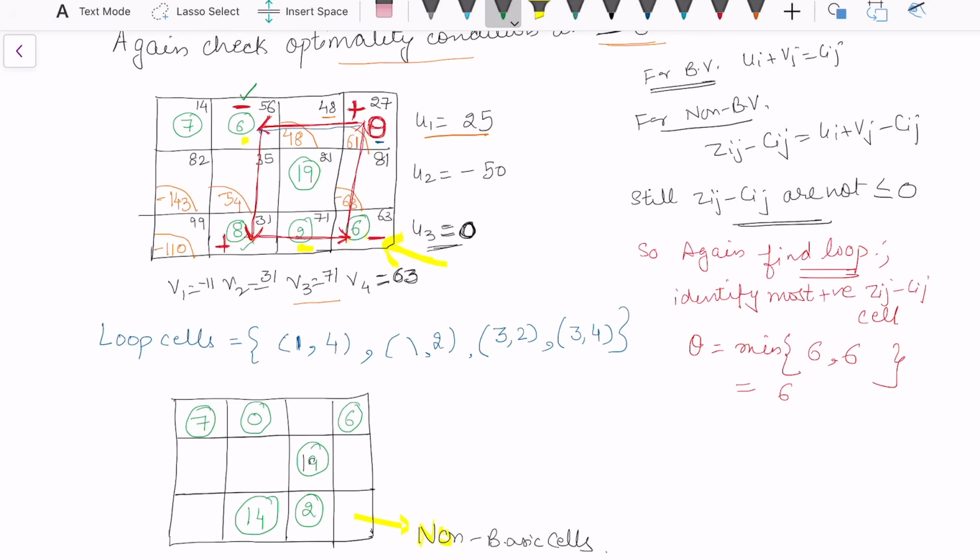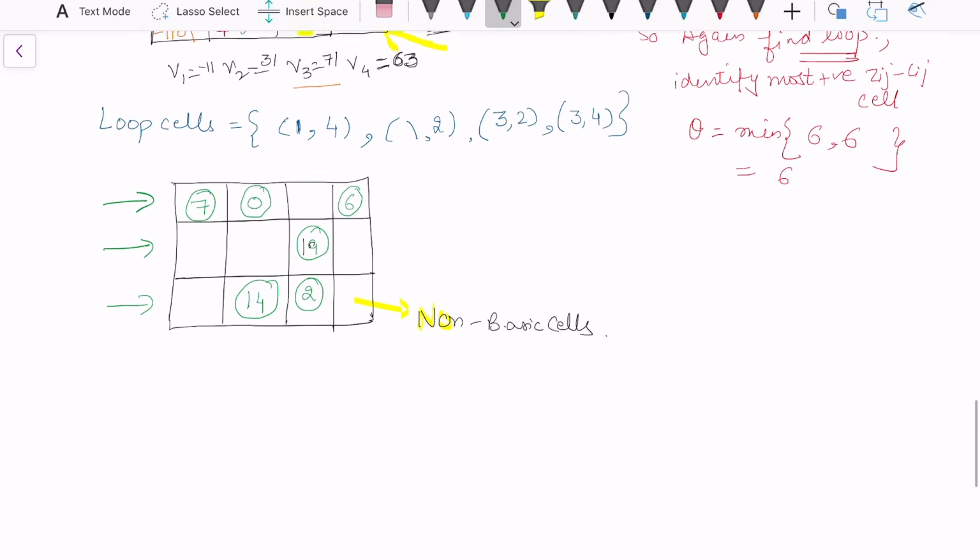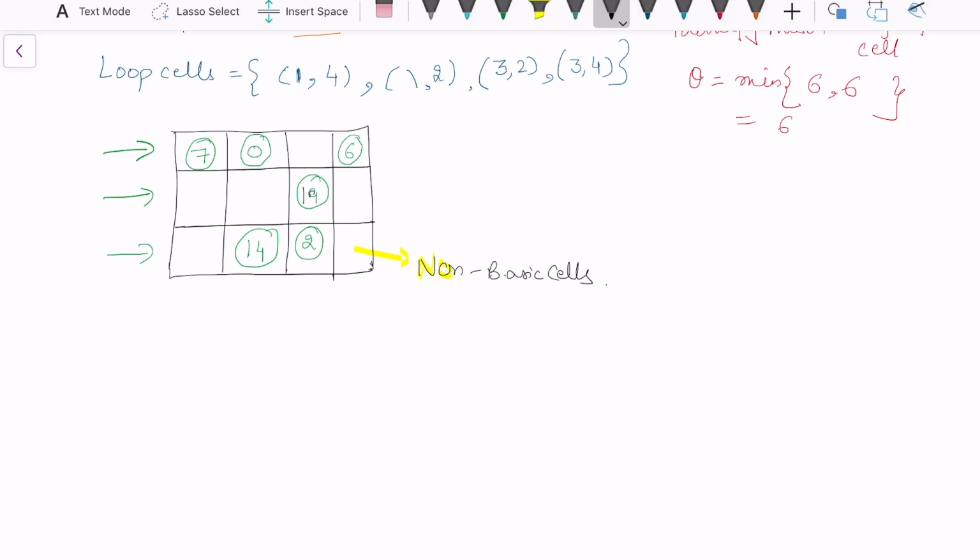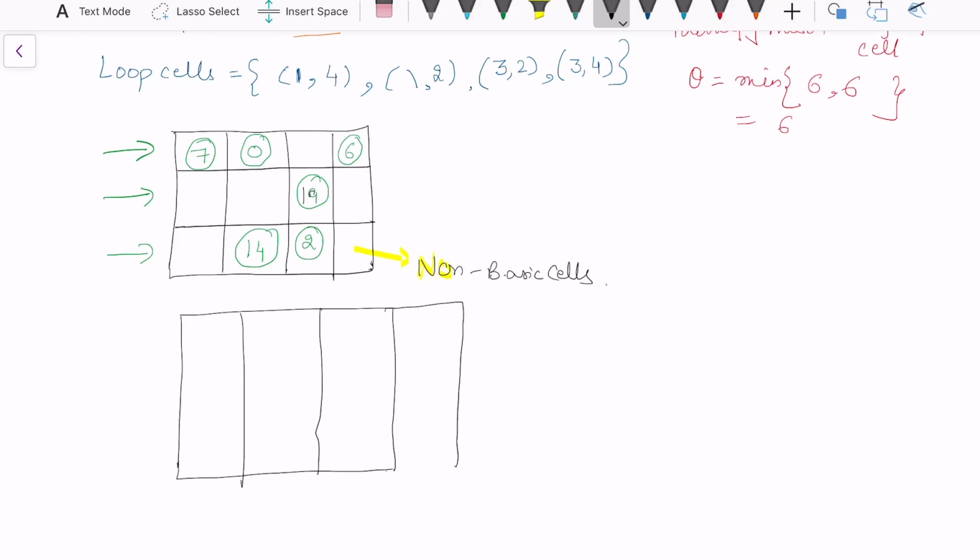Again, we must always make sure that the constraints are satisfied. You can sum row-wise and column-wise to make sure that you have not left any addition or subtraction while doing the looping. Now in this case, when I calculate UiVj, you need to again check the UiVj for this case also, and we cannot directly conclude that this is the optimal solution. So let's calculate again Zij minus Cij for this case.